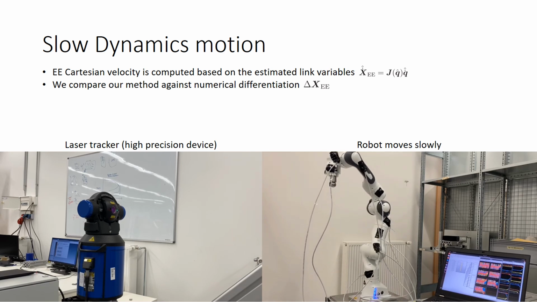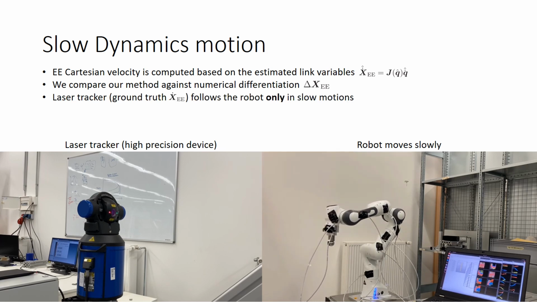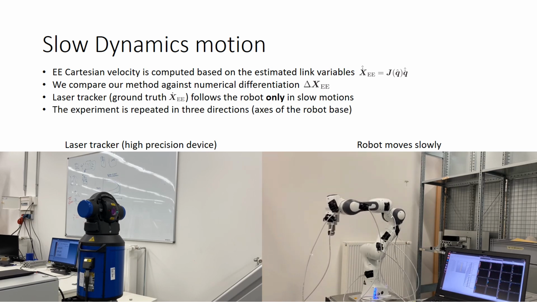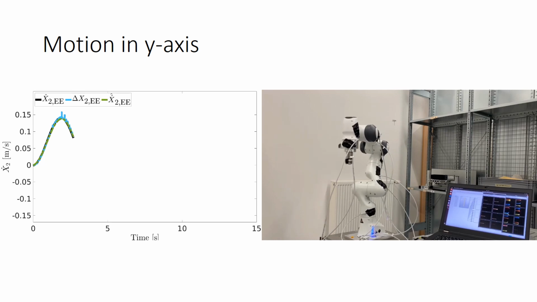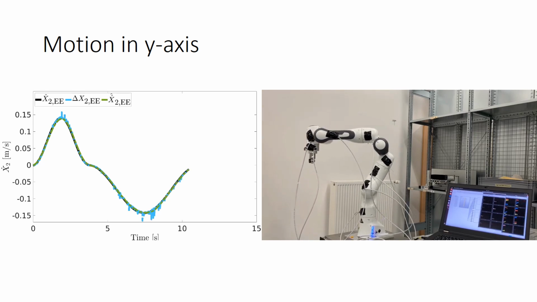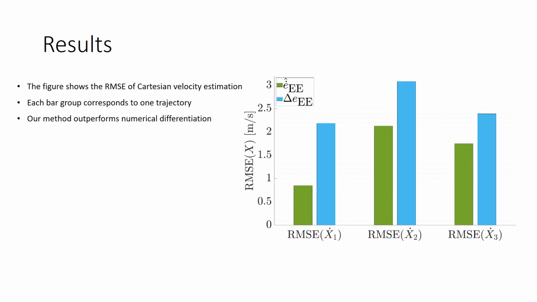Moreover, a high precision device is used as the ground truth for this trajectory. However, the limitation is that this device can only be used when the robot moves slowly. We repeat this experiment in 3 axes of the robot base frame. Real-time Cartesian velocity in the y-axis of the robot is estimated here. Compared to the numerical differentiation of the robot pose, our proposed method is more accurate.